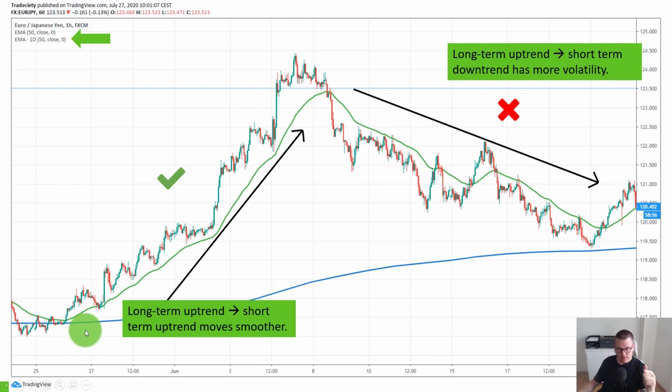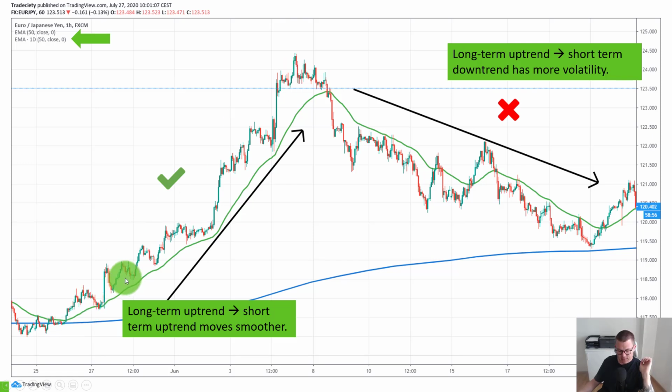And what you're going to do is use the long-term moving average, the blue line, to understand the general direction of the market. So when the price action is above the blue line, you are generally looking at a long-term bullish market. And this means that in the long-term bullish market, the bullish moves work much better, obviously.